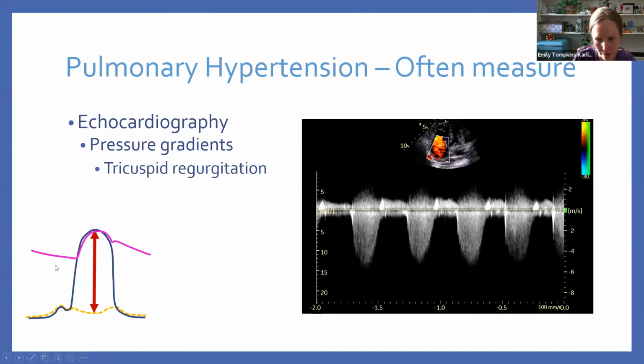If you had pulmonic stenosis, that would throw off this relationship, so we have to know that we don't have pulmonic stenosis. But as long as you don't have that, these two run close together. So figuring out what this difference is gives you an idea of what the PA pressure is.